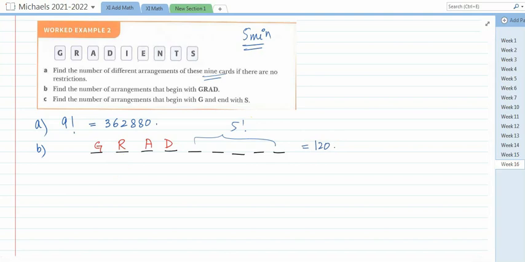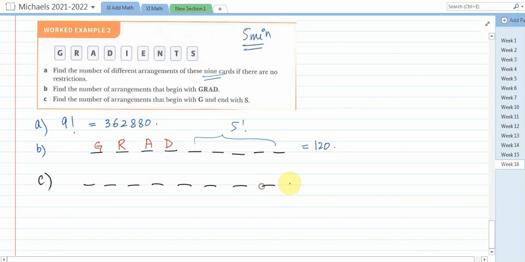Alright. And for part C, it says find the number of different arrangements that begin with G and end with S. Alright. So G, 1, 2, 3, 4, 5, 6, 7, 8, 9. Now the condition is the first letter is always G and the last letter is always S. So among those 9 letters, 2 have been occupied. What about the 7 letters? There is no restriction, so it's 7 factorial, right? And the answer is 5040. So there are 5040 arrangements if the first letter is G and the last letter is S.